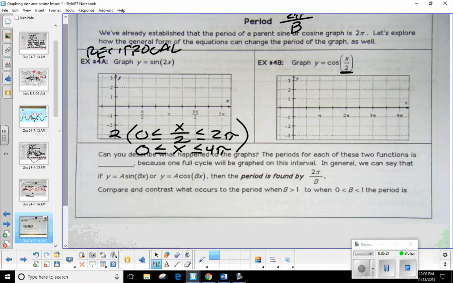Now the second part is to take a look at your critical values. So let me go ahead and list my critical values here. Remember, how did cosine begin? Was it a 0 or a maximum? Remember, it was a maximum. So we have a maximum of 1. Then we have a 0. Then cosine has a minimum. Then we have a 0. And then we go back up to a max.